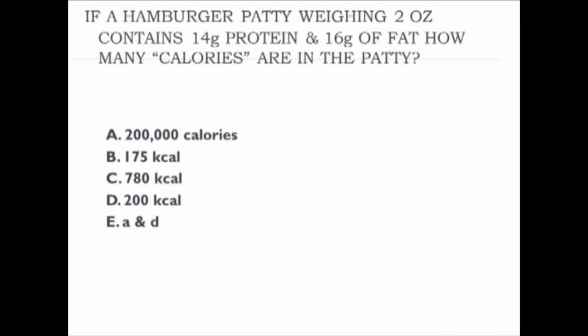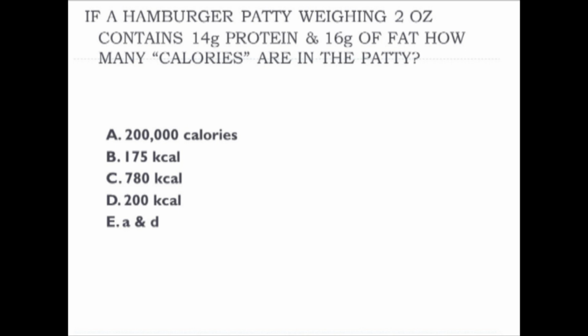So let's do the calculations. First, we do the protein calculation. We have 14 grams times 4. So we have 56 calories coming from protein. 16 grams of fat times 9 means that we have 144 calories coming from fat, plus the 56 from protein gives us 200 kilocalories.